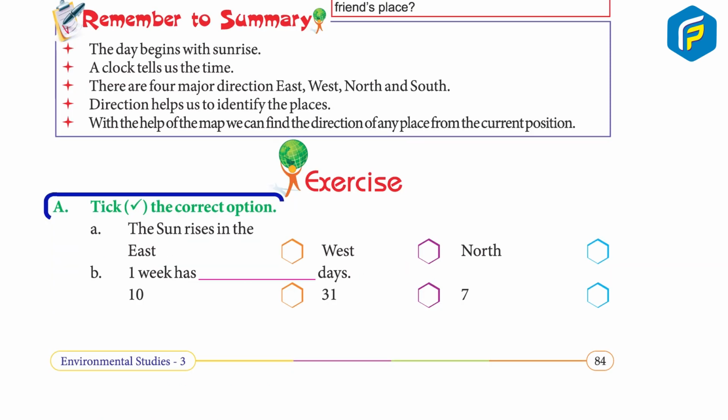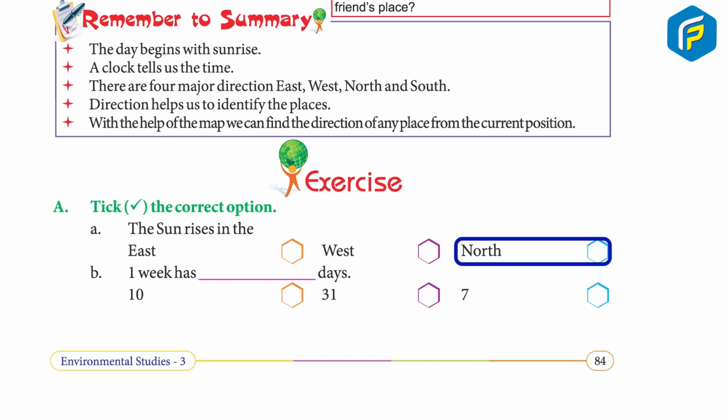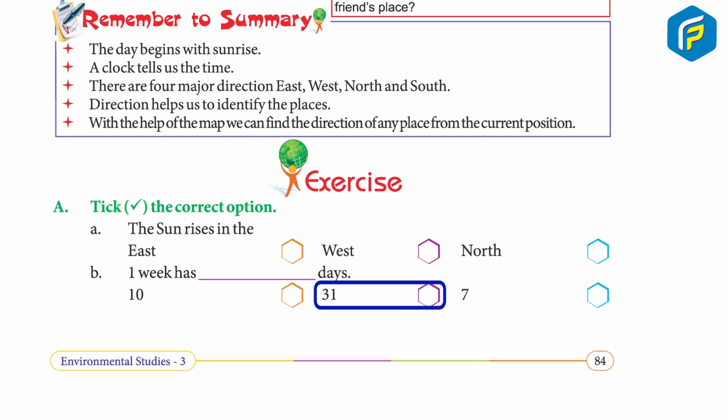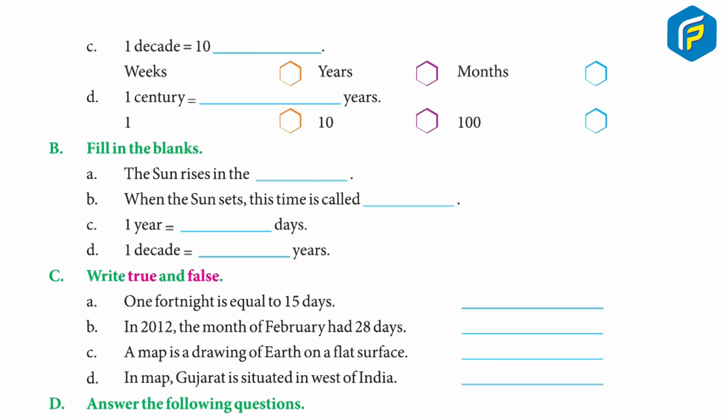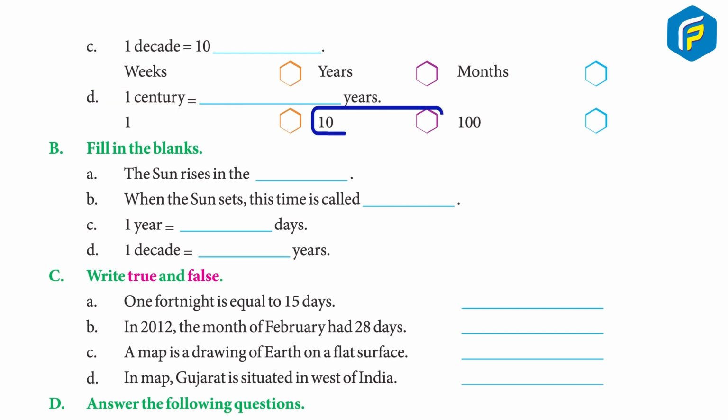Exercise. A. Choose the correct option. A. The sun rises in the east, west, north. Answer: East. B. A week has dash days. 10, 31, 7. Answer: 7. C. 1 decade is equal to 10 dash: weeks, years, months. Answer: Years. D. 1 century is equal to dash years. 1, 10, 100. Answer: 100.